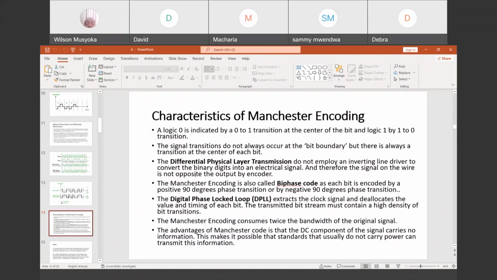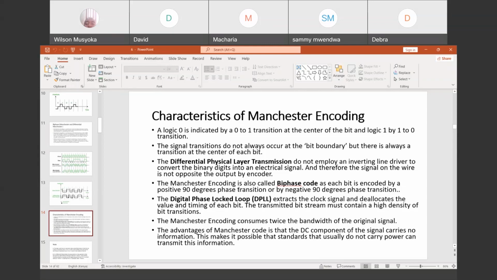Then the differential physical layer transmission does not employ an inverting line driver. So where binary bits need to be converted into an electrical signal, you are not going to find the differential physical layer transmission. Why? Because the electrical signal already has the representation. That is why we are saying the signal on the wire is not the opposite of the output encoder. But you will find this in wireless transmission, where there is going to be that representation.